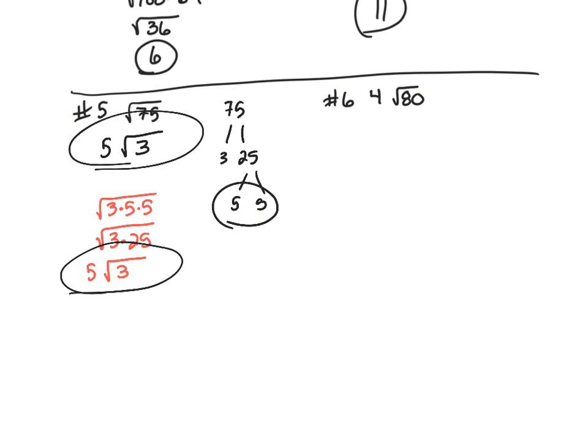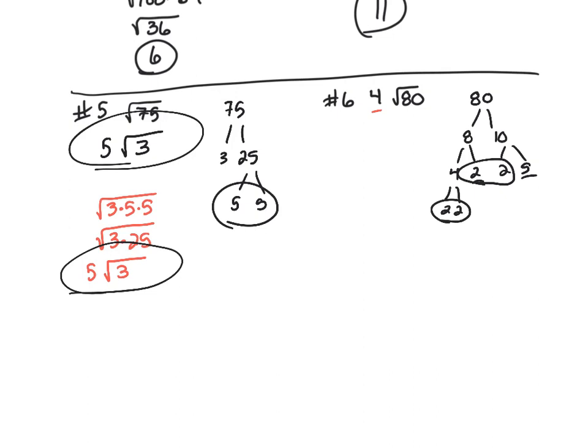And if I move on to number 6, same type of problem. The only difference is this 4 that's already on the outside of the radical. So I'm going to break 80 down. I know 80 is, let's use 8 and 10. 8 is 4 and 2. 4 is 2 and 2. Pair of 2s, 2 left over. Still have this 10, which is 2 and 5, which sets up another pair. And then I ultimately have a 5 left over.